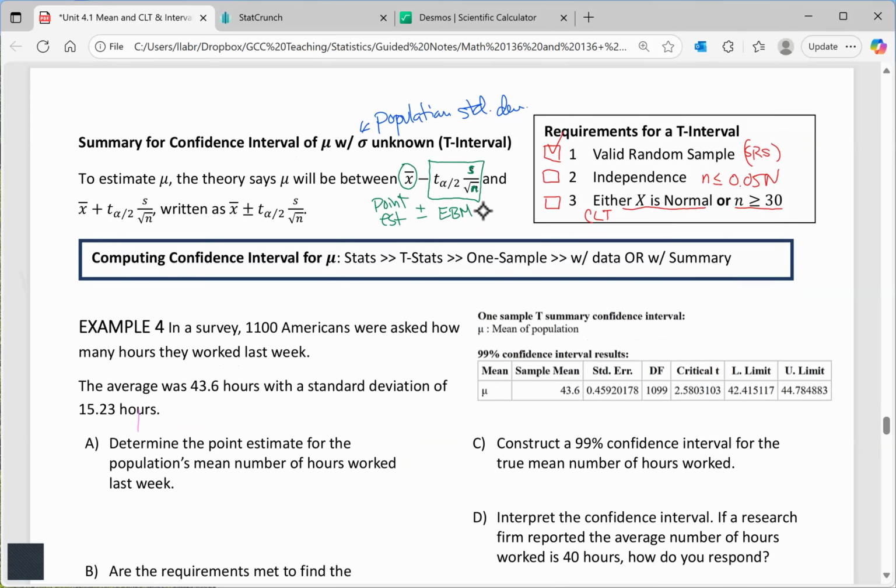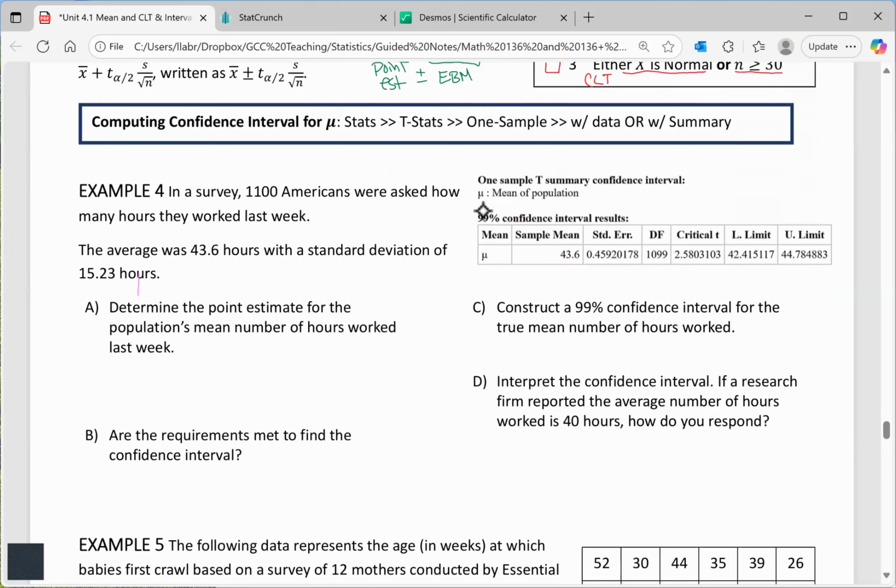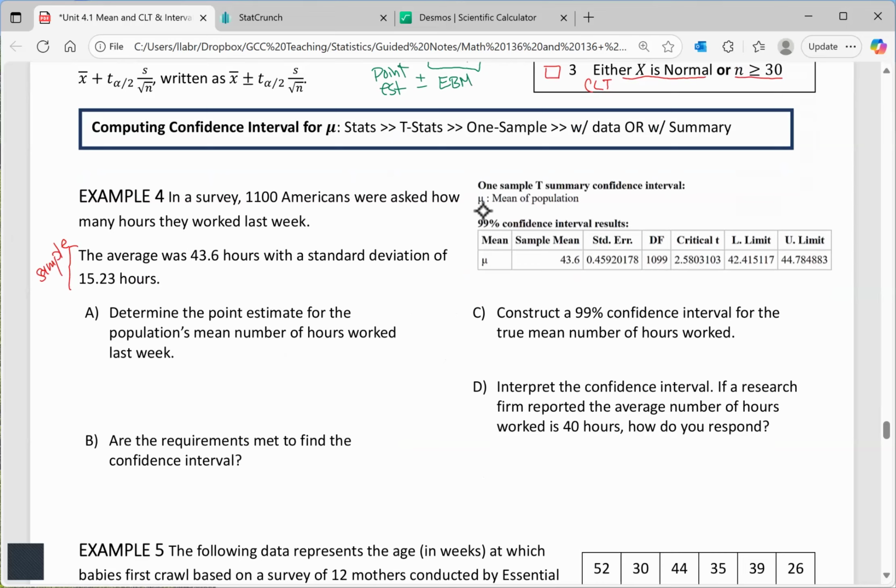So example 4. In a survey, 1,100 Americans were asked how many hours they worked the previous week. The average, and again, this is from that survey, so all of this is from the sample. So it doesn't specify, but it does say that the average here that we found was 43.6 hours with a standard deviation of 15.23. So here they're telling me that x bar is 43.6 and s is 15.23. We also know that we asked 1,100 Americans, so that's my sample size.